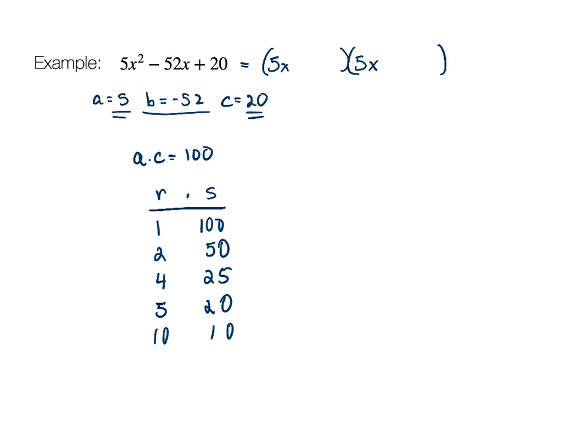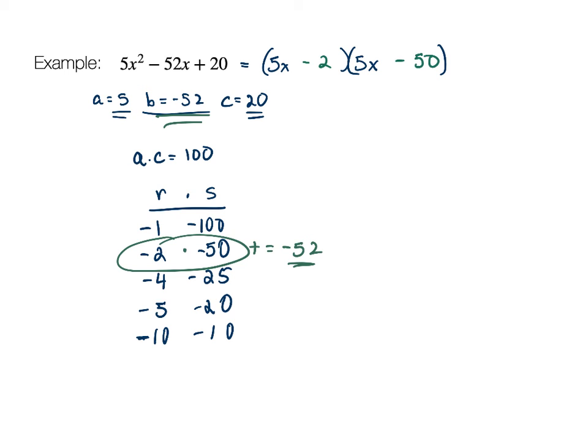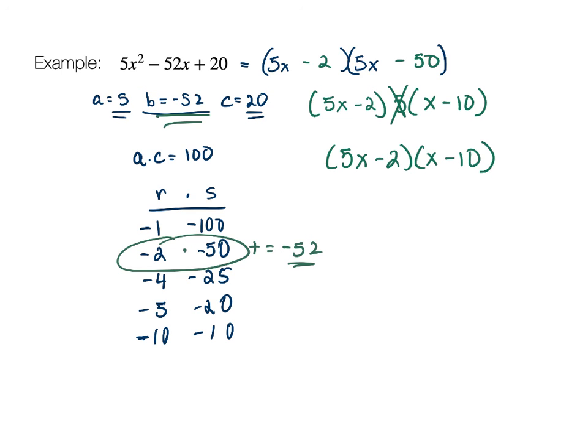Let's see here. I said they have to multiply to give me a positive 20, but they have to add to negative 52. So they're both going to have to be negative to get me to positive when they multiply. Let's just see here. I want them to add up to 52. There we go. They multiply, but they add to negative 52. Right there. So it's minus 2 and minus 50. See, it looks like there's a GCF in the second binomial. I can take everybody, divide them by 5, and cross out that 5. So it must be 5x minus 2 times x minus 10. And we're done.